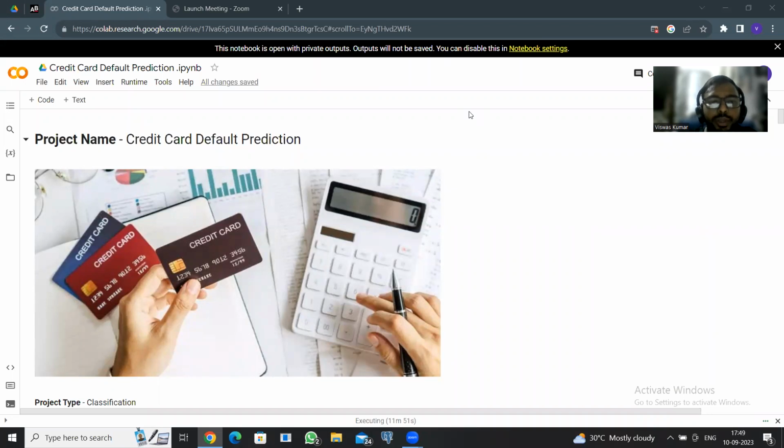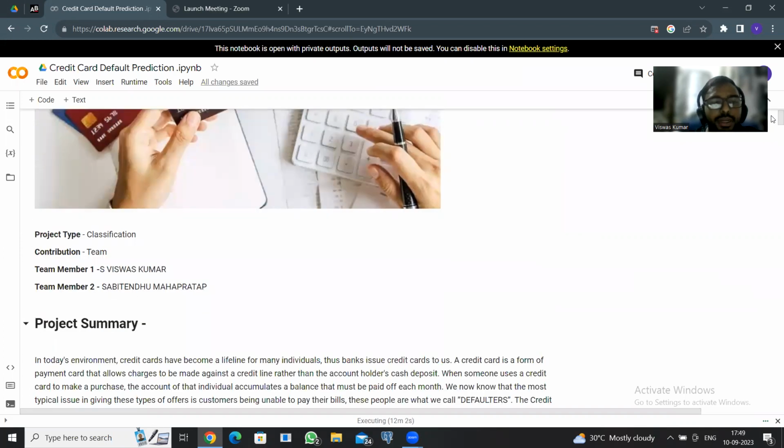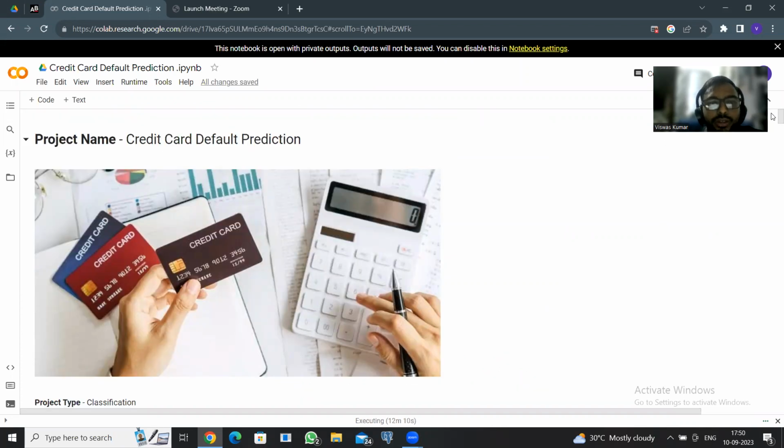Today I am going to explain my third capstone project, which is on credit card default prediction. It is a classification problem. It is done by myself and my teammate, Sabitendra Mahapratap. The project name is credit card default prediction.